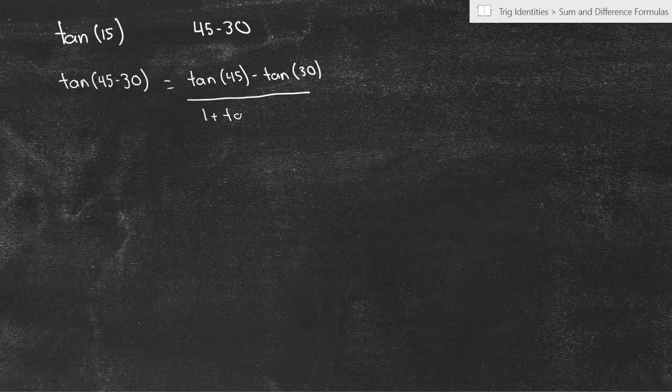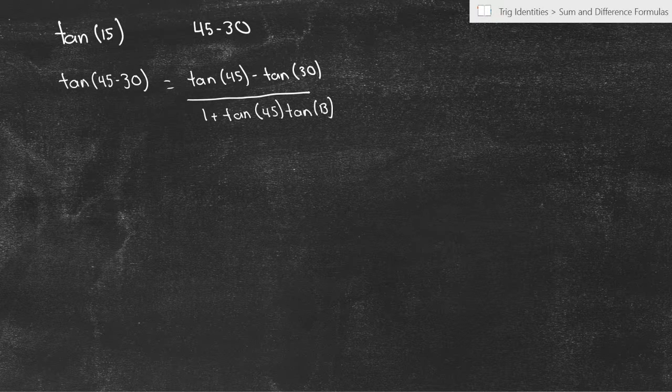Remember, our tangent formula is tan plus tan over 1 minus tan tan, but that's for addition. For subtraction, it is... no, that's at the bottom. It's tan A minus tan B, all over 1 plus tangent of A times tangent of B.